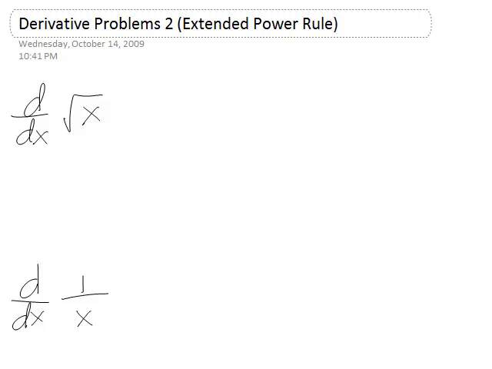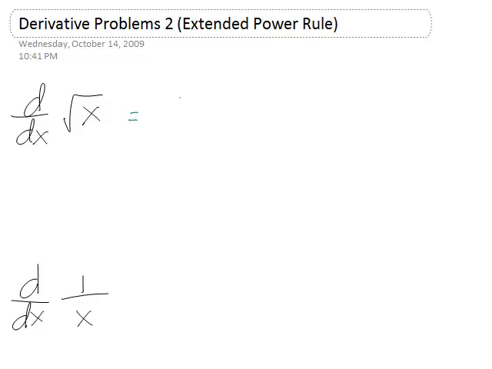So let's do a couple problems with the extended power rule, which is what you use when you have a function in the form x to a power. Sometimes they're disguised as, for example, square roots or fractions. But let's look at the first one.